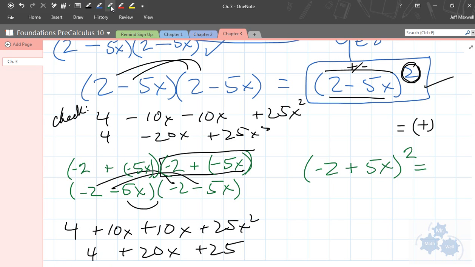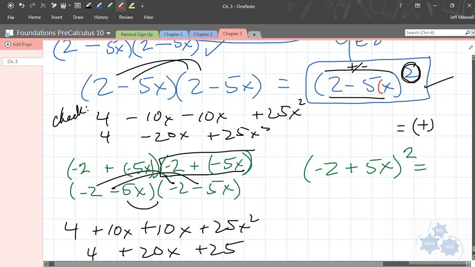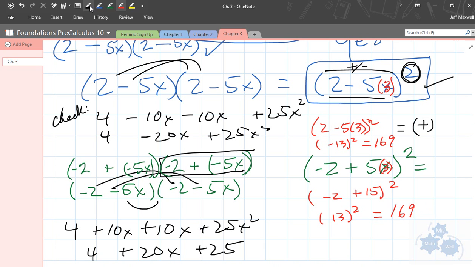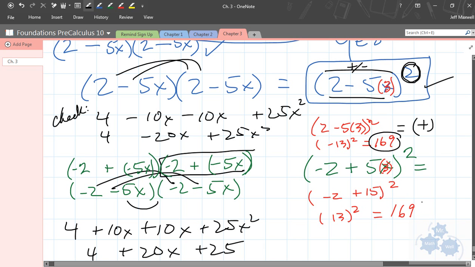So let's substitute a value in. I want to show you this. So let's say x was 3. So I'm going to substitute 3 in there, and we'll get to the bottom of it, right? Let's see which one's right. So 2 minus 5 times 3 all squared is 2 minus 15, which is negative 13 squared, which is 169. Down here we have negative 2 plus 15 all squared, which is positive 13 squared, which is 169. So you see that you get the same answer when you check.